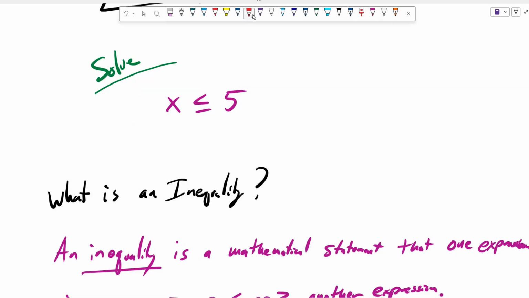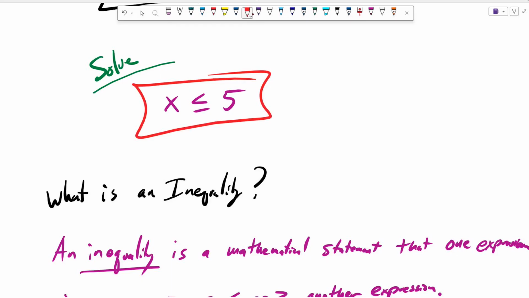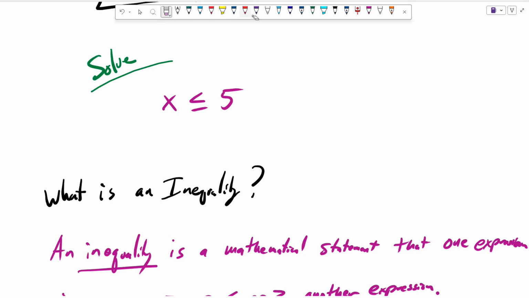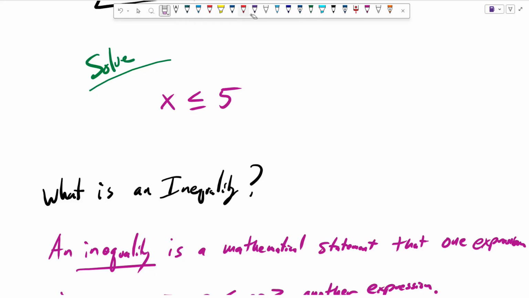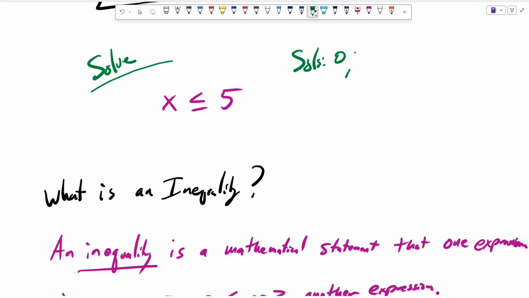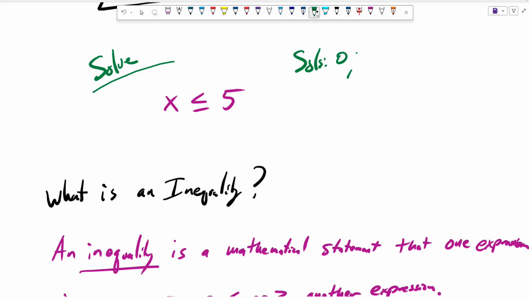A solution to this, is it going to be a number or an ordered pair? A number. Why? Because there's only one variable. Okay. How many solutions does this have? All real numbers less than 5. Okay. Or 5.